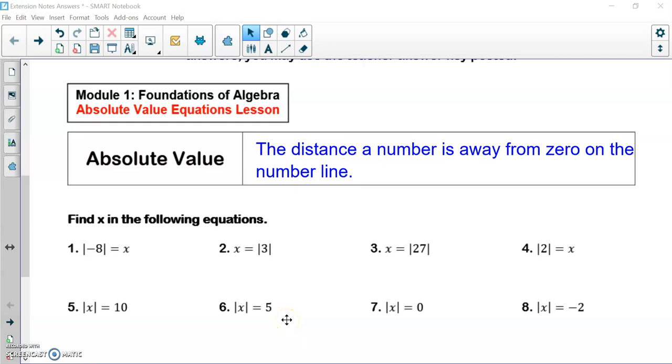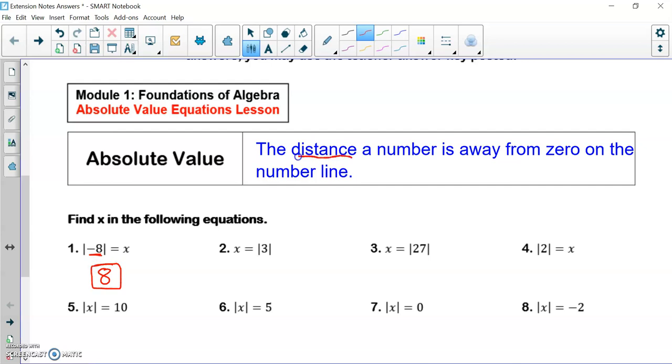Everyone, so we are going to learn about absolute value equations. Before we jump into equations, we're going to talk about what absolute value means. So absolute value means that it's the distance a number is away from zero on the number line. So for example, if I'm finding x in number 1, I'm finding the absolute value of -8. Well, -8 is 8 points away from 0 on the number line, so x would be a positive 8.